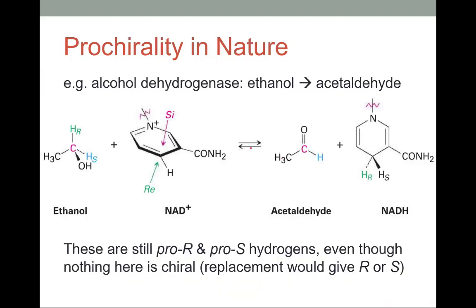All right, here's another example, alcohol dehydrogenase. This is the reaction that's going to convert ethanol and other small alcohols into aldehydes. So ethanol to acetaldehyde, for instance. This is the first step in detoxifying ethanol if it were ingested. So here's ethanol. It is an achiral molecule, right? It has two hydrogens, but it has prochirality. And so these are labeled as the pro-R and the pro-S hydrogens.